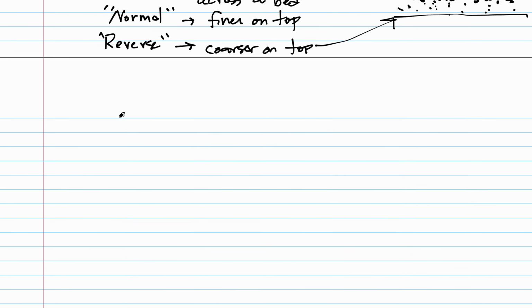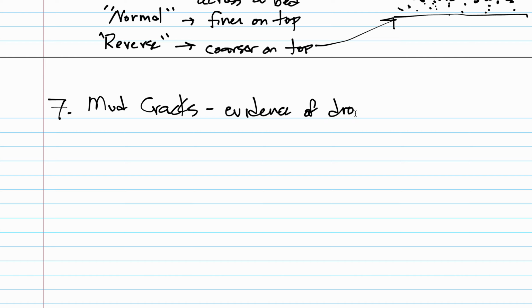All right, and then number 7, the final sedimentary structure I'd like you to be able to interpret is called mud cracks. And mud cracks are evidence of drought. You have seen mud cracks in a puddle or a lake that is dried out. And what ends up happening is that the mud at the bottom of a pond shrinks when the water evaporates and cracks start to get produced. And crack, crack, crack, okay? That's what I'm drawing over here.